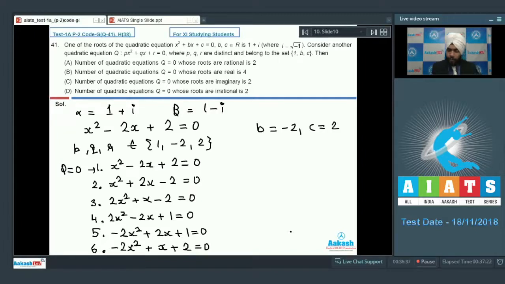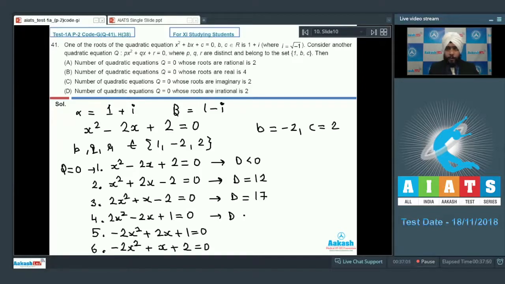We have to comment on the nature of roots. Discriminant 4 minus 8, negative. Discriminant equal to 4 plus 8, that is 12. Discriminant equal to 1 plus 16, 17.